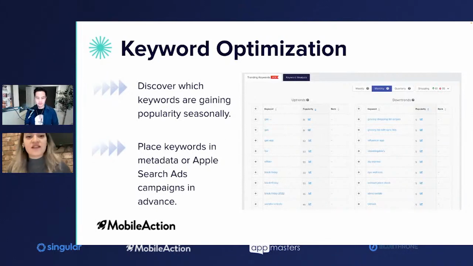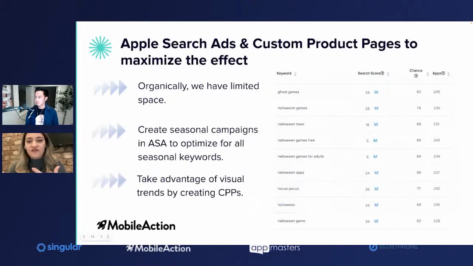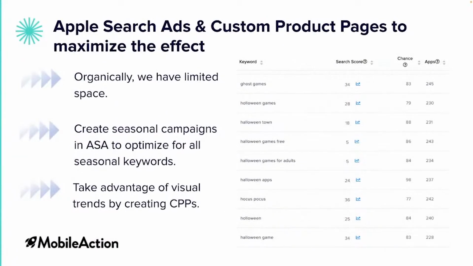If you can go to the next slide, I also put an example of how many variations of a seasonal keyword there can be. Looking at Halloween related keywords, these are just a small portion of them, not all of them. I just wanted to show the ones that have a relatively good search score, which is basically their search volume. So we have, for example, ghost games, hocus pocus, some different typos, Halloween games for adults, Halloween games free.